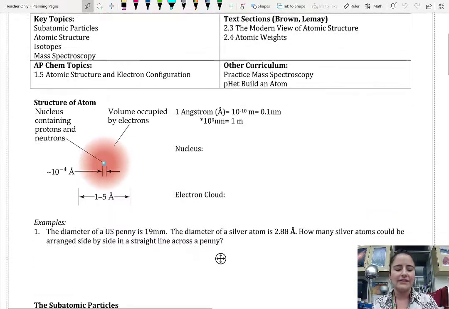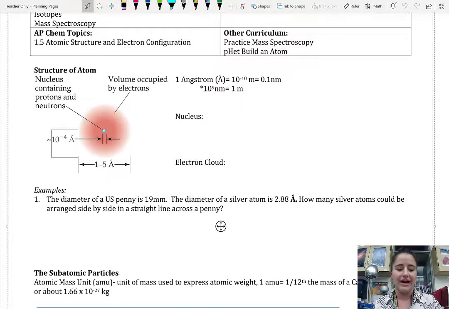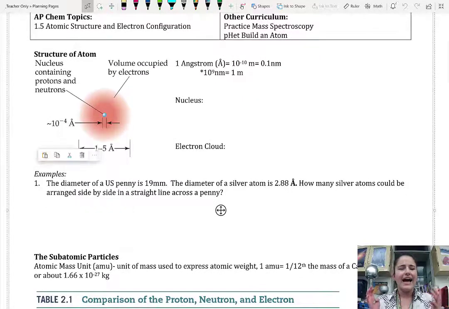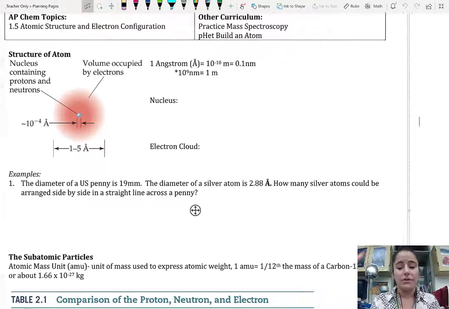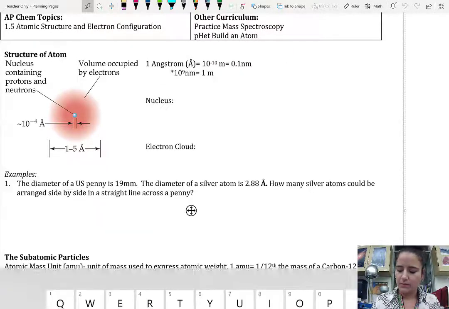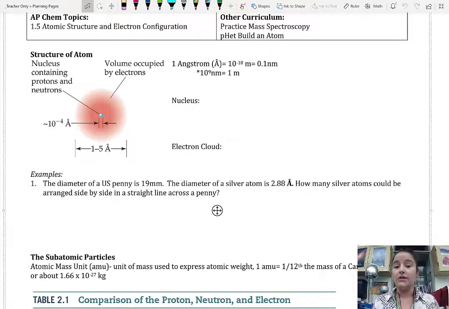So first, let's talk about the structure of an atom. Okay, how small is an atom, really? Highly recommend the TED Ed video for that. So basically, atoms are about on the order of an angstrom. Now, an angstrom is a unit that we use in chemistry a lot to talk about the size of atoms, where 1 angstrom is 10 to the negative 10 meters, or 0.1 nanometer.